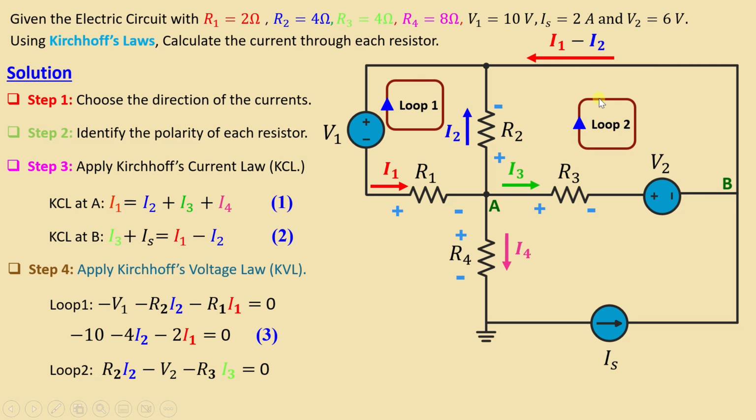We go now to loop 2. We can write here R2 I2 minus V2 minus R3 I3 is equal to 0. Finally we obtain 4 I2 minus 6 minus 4 I3 equals 0.